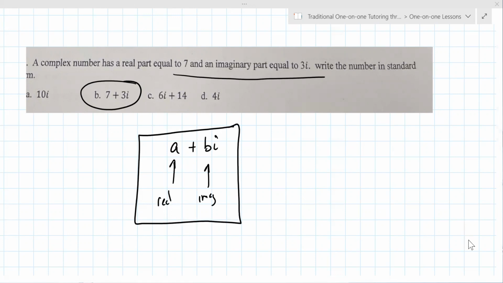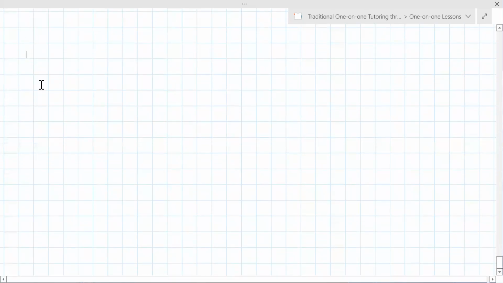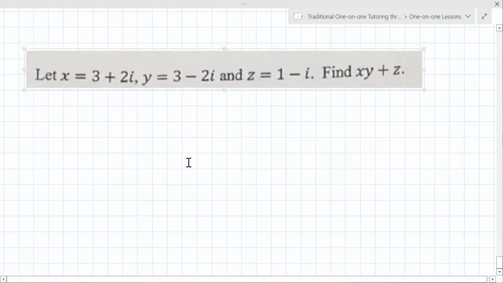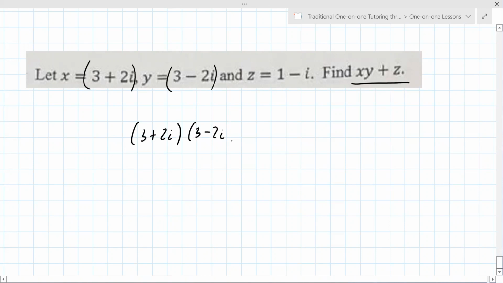Okay, so 17 is actually a really good question. You have to substitute in for x and y. They give you x, they give you y, and then they give you z. And so you have to take x and y, multiply, and then you have to add the other one here. I think this is a good question. You got to be able to FOIL and then combine like terms.